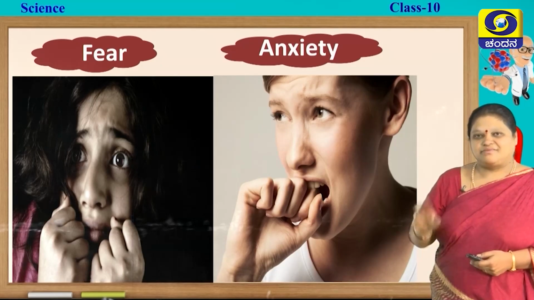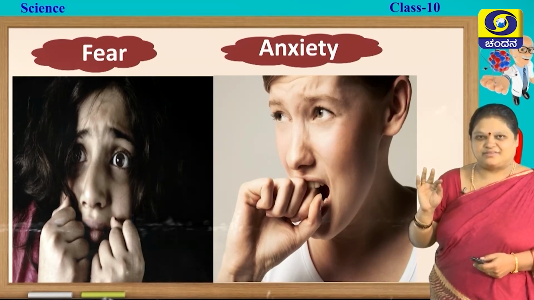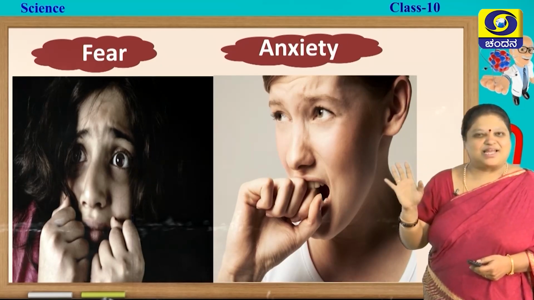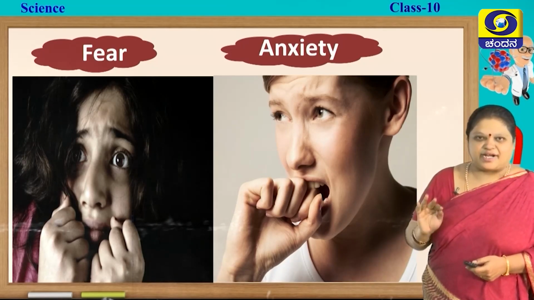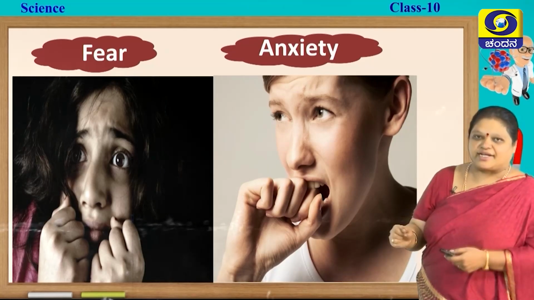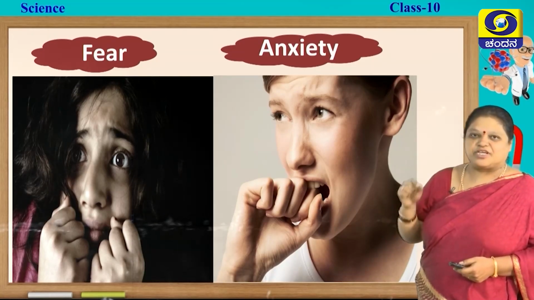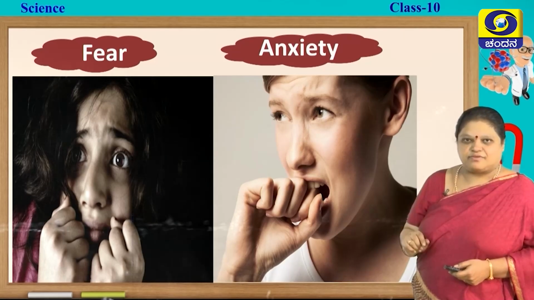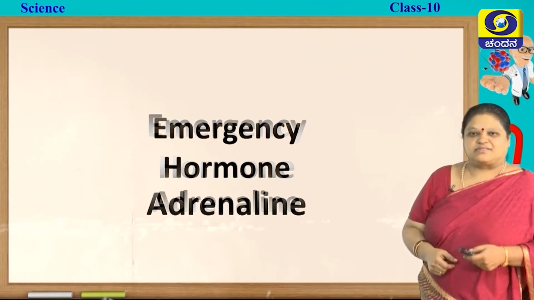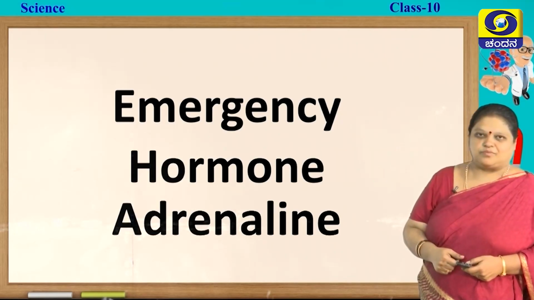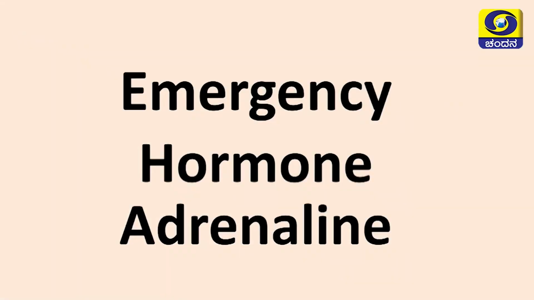It helps in 3 F's, that is fright, fight, flight. So, escaping from the enemy, fright when you are frightened, then when you fight. In all these situations, to keep you safe, this is secreted. So, it is called the emergency hormone. Children, till now you learnt about the emergency hormone adrenaline. Now, let us see the gonads.